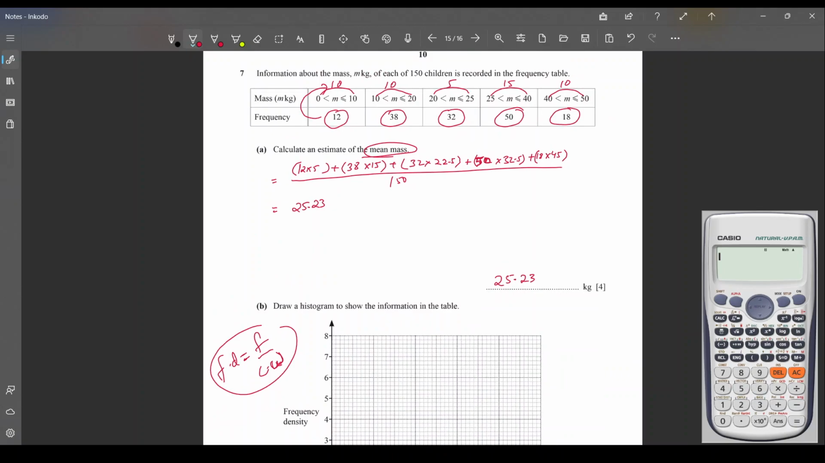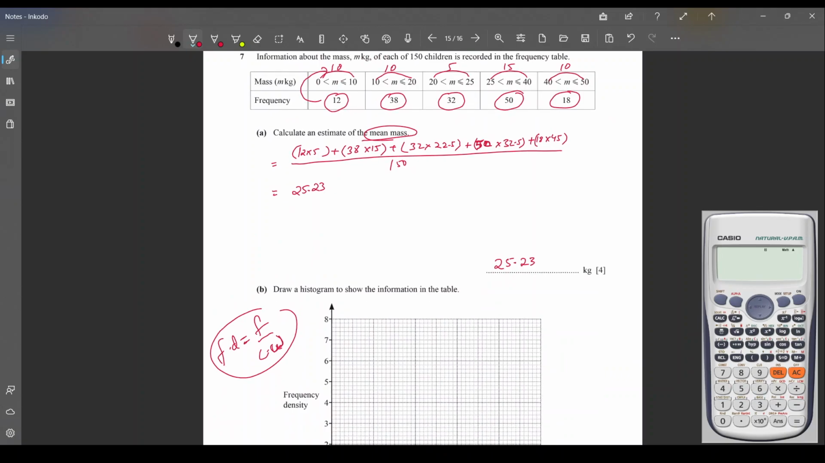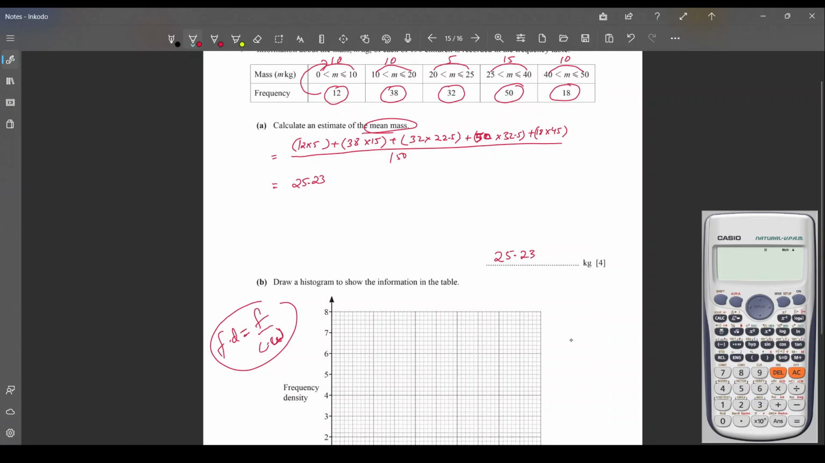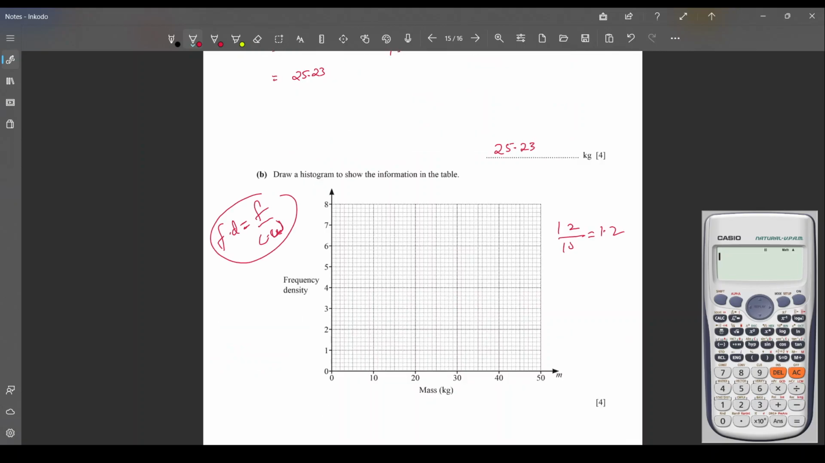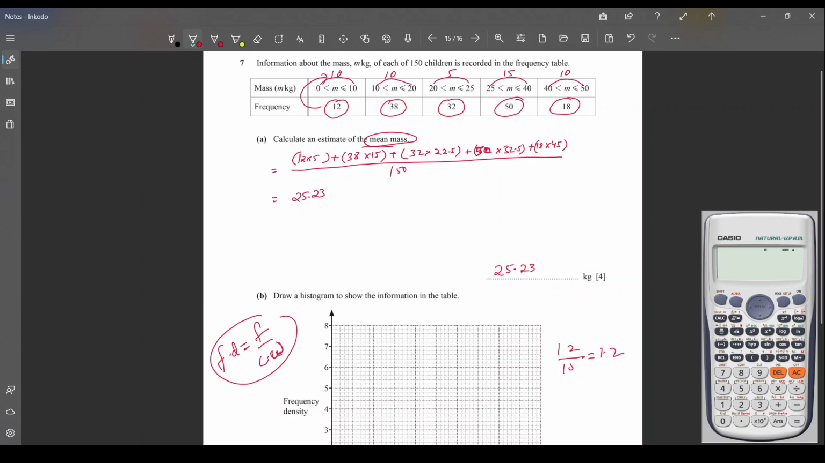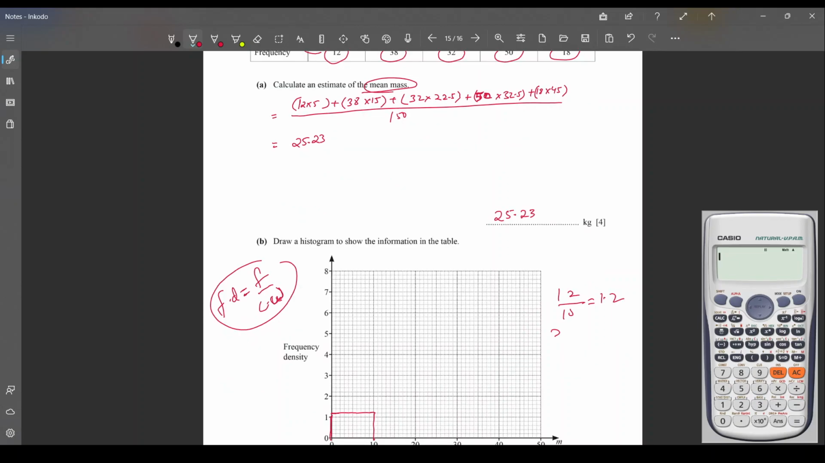So for 0 to 10, if I divide 12 by 10, I should get 1.2. So 1.2 I have to draw, each box is 0.2 unit. So 0 to 10 is 1.2, and the second one is 38 divided by 10, because frequency is 38 and 10 is the class width. So it gives 3.8.